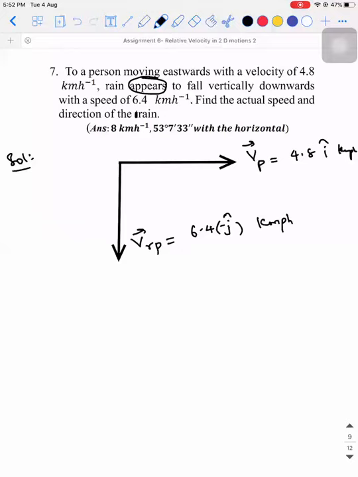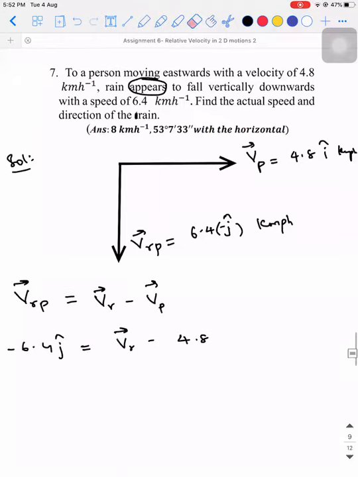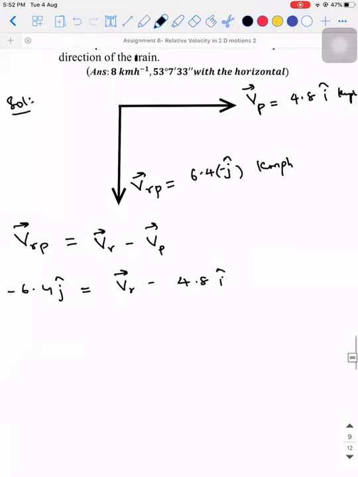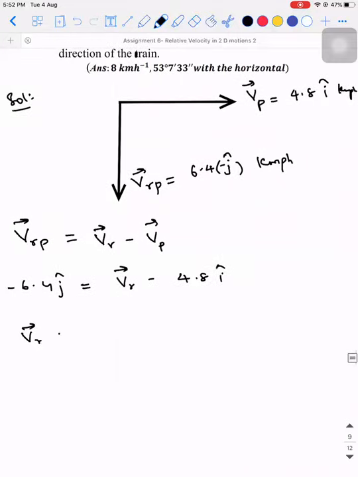Sorry, I didn't get it. So velocity of the rain with respect to the person is velocity of rain minus velocity of person. So this is 6.4 with a minus j cap is equal to velocity of rain vector minus what is the velocity of person? It is 4.8 i cap, correct? So the velocity of rain vector is equal to 4.8 i cap minus 6.4 j cap.